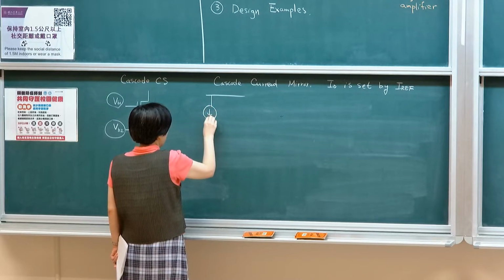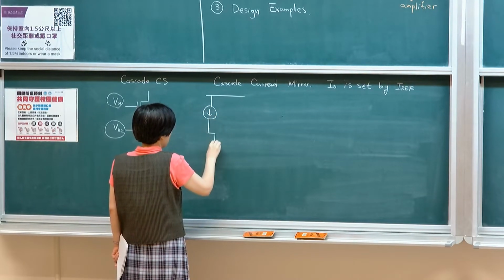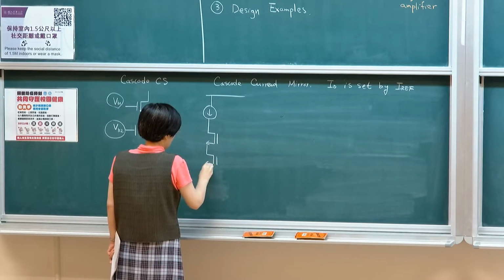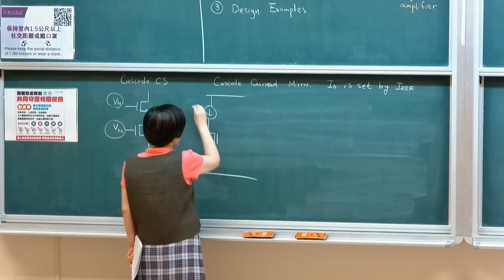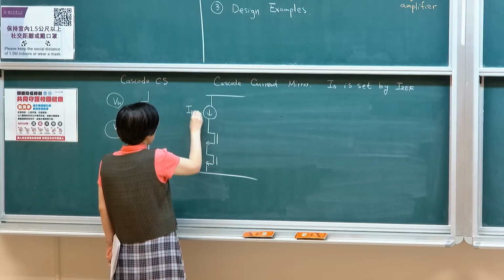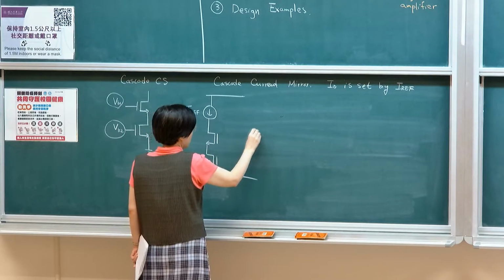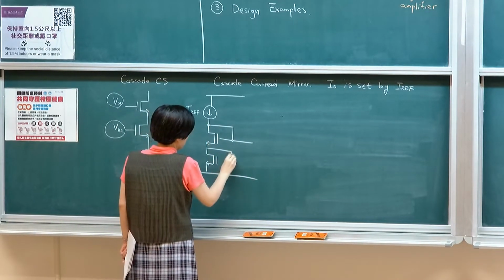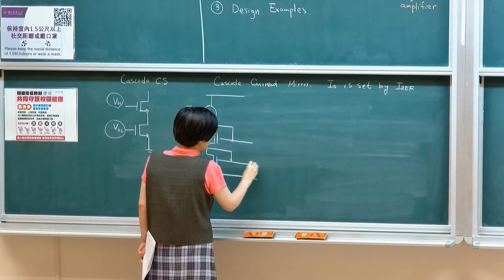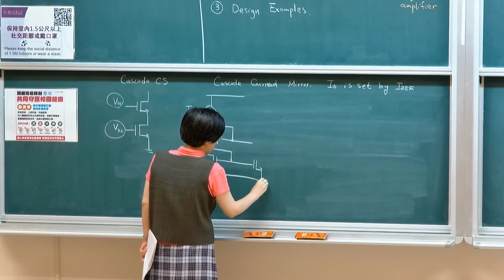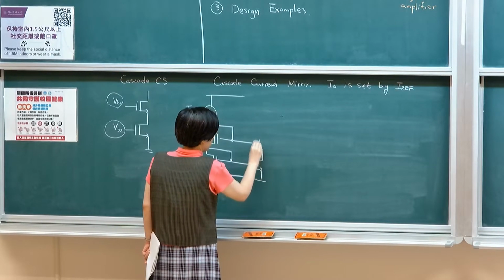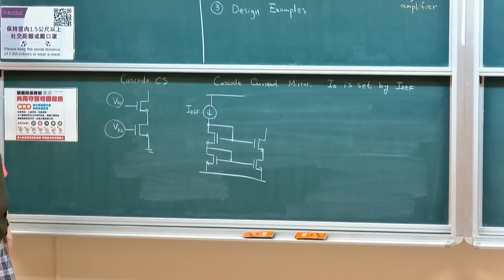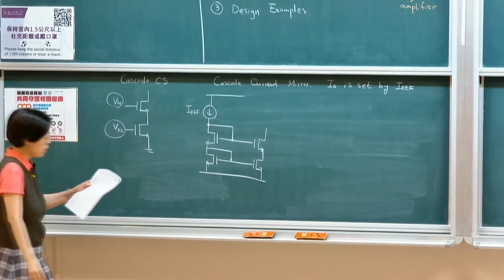If I'm doing the MOS version, then this will be the reference source, and then it will be the mirror through this diode connected structure as well. So I'm merely stacking two current mirrors on top of each other. This is how one completes a cascode current mirror.